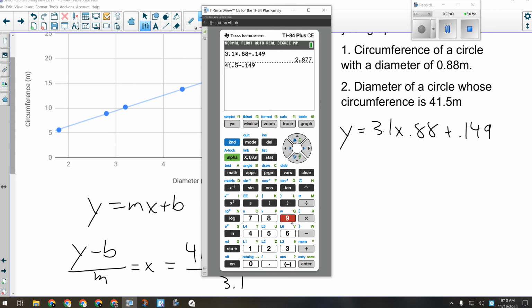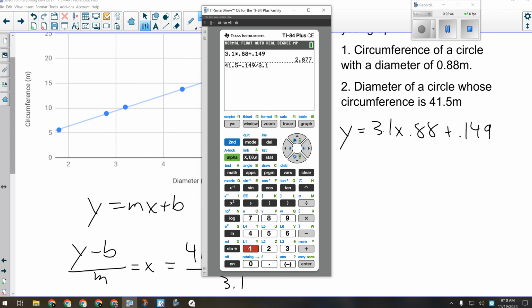Now, here's something you have to be mindful of. You can't just type this all in a row. Why not? Because it'll do 0.149 divided by 3.1, and then take that away from 41.5. Your calculator is programmed to do order of operations. So if I just type this in like this, as Kessler said, your calculator is going to go 0.149 divided by 3.1, and then subtract that from 41.5. Is that the same as what we want it to do? So just be mindful of that.